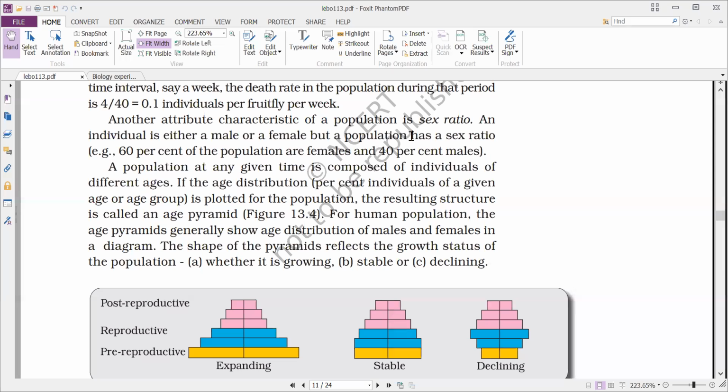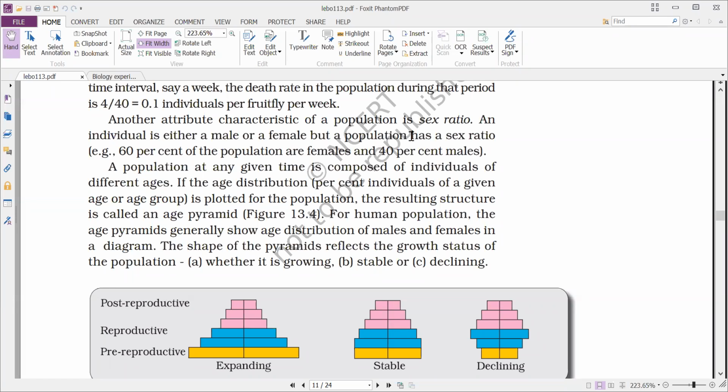That means an individual may be male or female, but the population has a sex ratio. For example, you can see 60% of the population are females and 40% are males. So here the sex ratio is 40:60, males to the females. 60% of the population are females and 40% of the population are males.